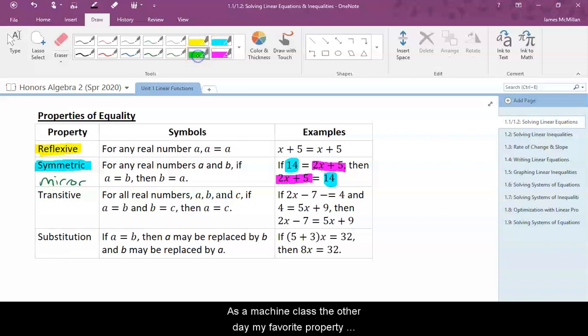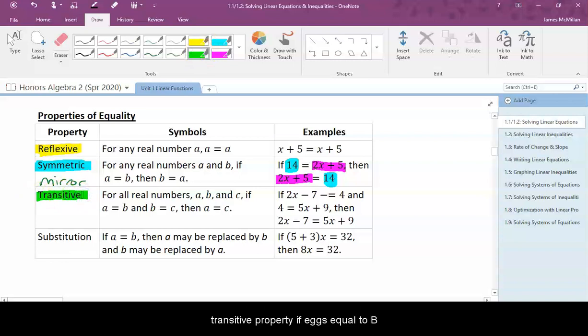Now, as I mentioned in class the other day, my favorite property, the transitive property: if A is equal to B and B is equal to C, then A is equal to C. So we have some statements here that we connect. So the 2x minus 7, and there is a typo there, I caught it, you don't get house points. And 2x minus 7 is equal to 4. And 4, so we got our 4 here. 4 is equal to 5x plus 9. Then we can take those 4's out of the middle, and we get that 2x minus 7 is equal to 5x plus 9.